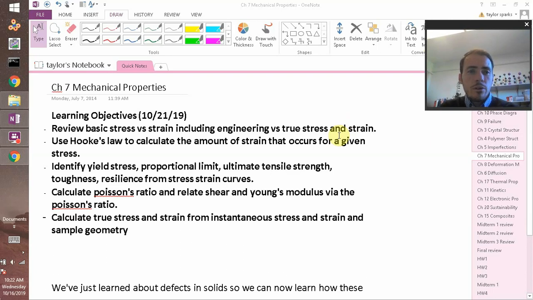First, we're going to review basic stress versus strain. We're going to talk about the difference between true stress and strain and engineering stress and strain. We're going to use Hooke's law to calculate the amount of strain that occurs in the elastic region for a given stress. We'll identify things like yield stress, proportional limit, ultimate tensile strength, toughness, and resilience from stress-strain curves. We will calculate Poisson's ratio and relate shear and Young's modulus via this Poisson's ratio. Finally, we'll calculate true stress and strain from the instantaneous stress and strain sample geometry, right?